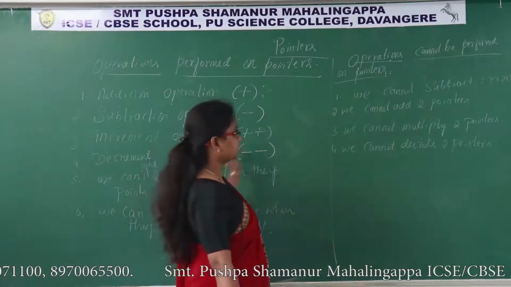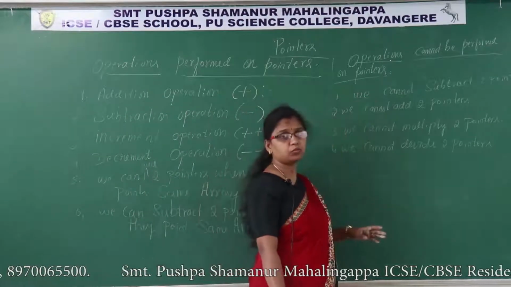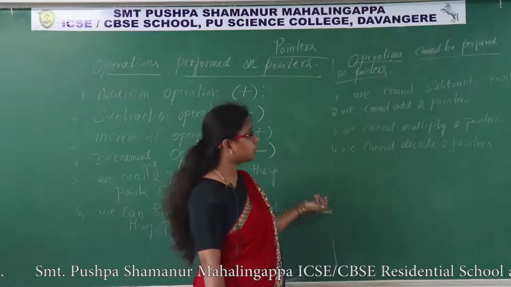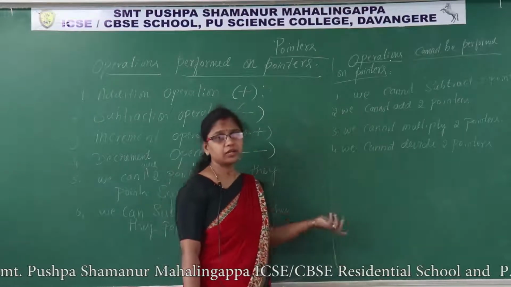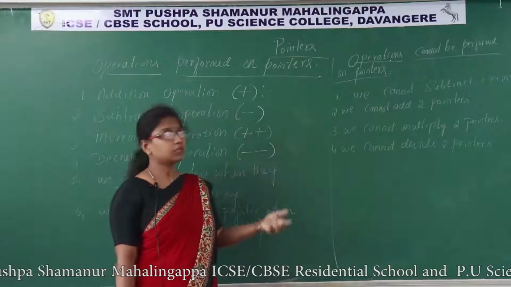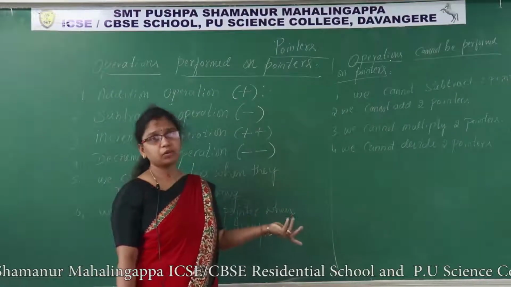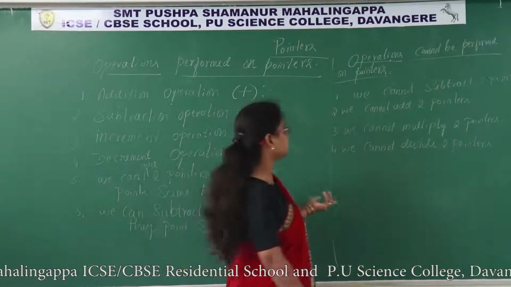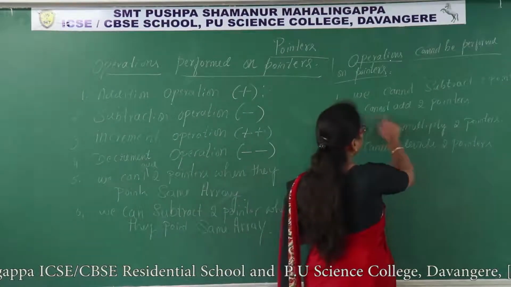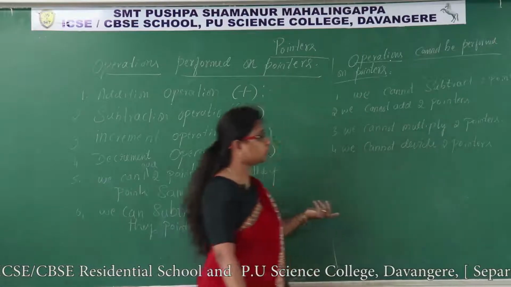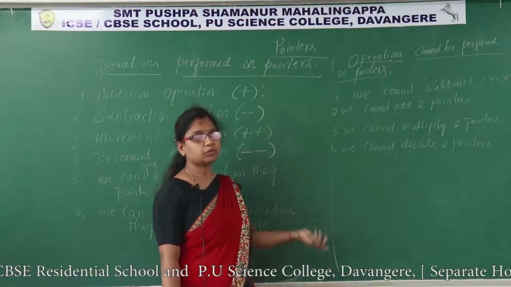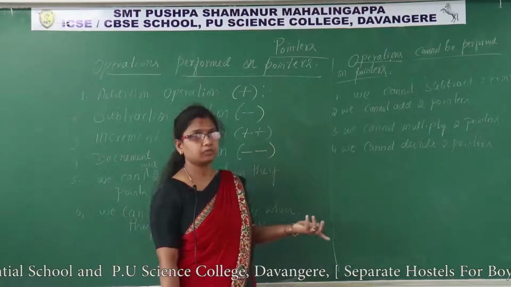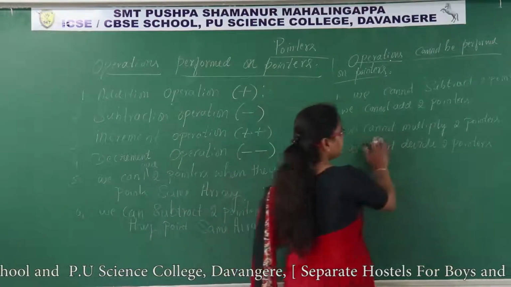I explained here. So why can we not subtract 2 pointers? They are allocated different memory locations, random allocation. If you subtract 2 pointers, you may get some value, but it may or may not be a valid memory address. And we cannot add 2 pointers. Here also, if you add 2 pointers or if you subtract 2 pointers, it may or may not be a valid memory address. And we cannot multiply.